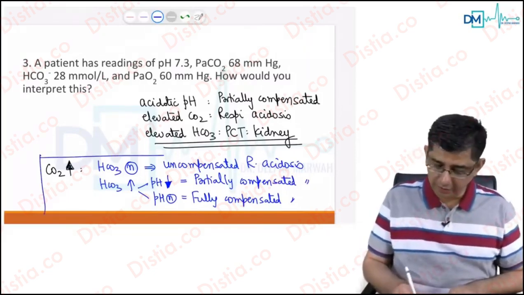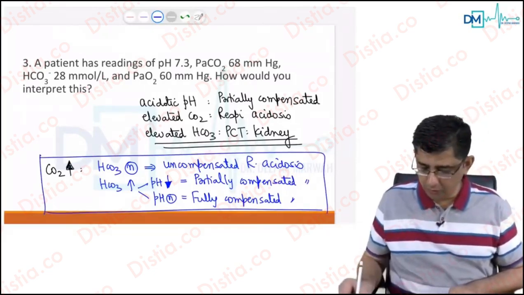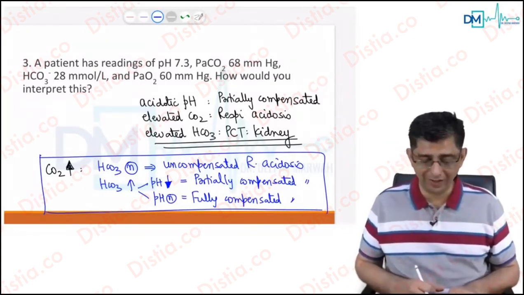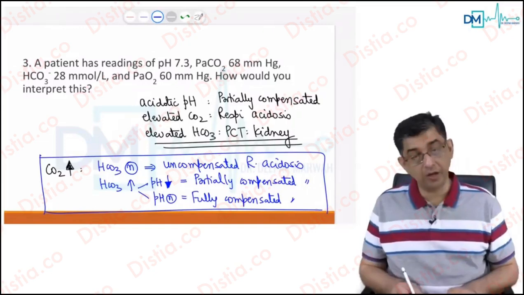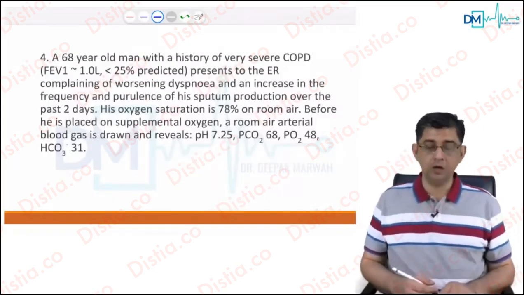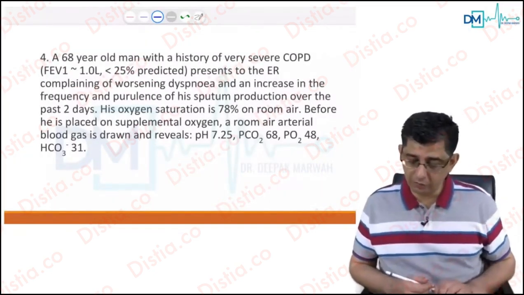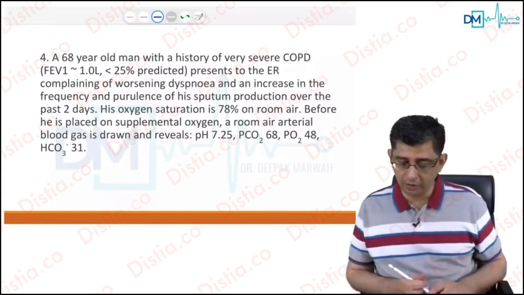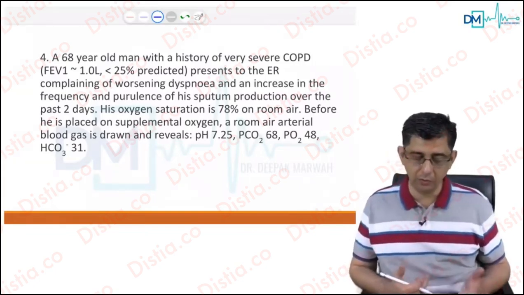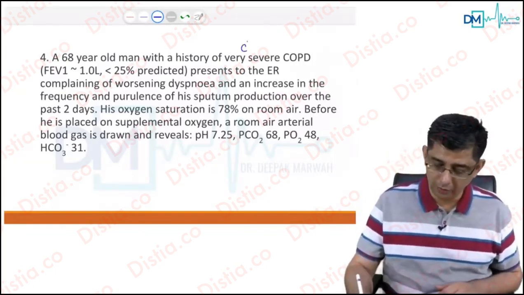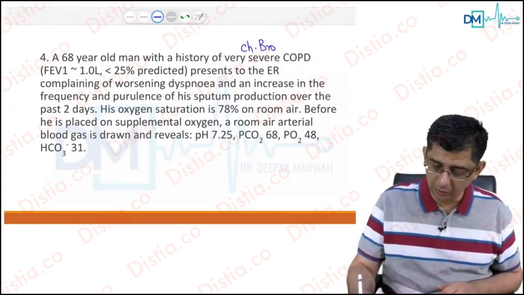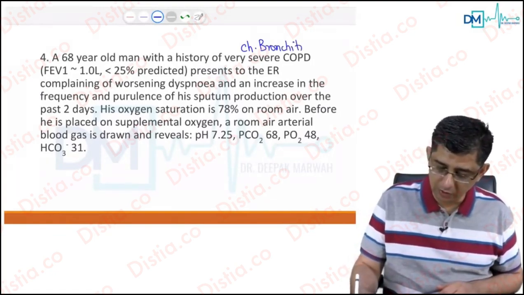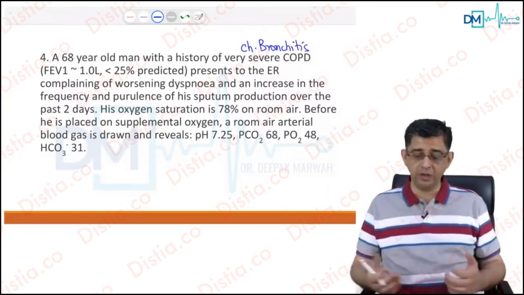If you get this data right, you would be able to do any question based on the topic of respiratory acidosis. Let's try one more. A 65-year-old chap with a history of very severe COPD presents to the ER with worsening dyspnea and increase in the frequency and purulence of the sputum. So you are dealing with a chap with chronic bronchitis and the purulent sputum is obviously causing plugging of the airways, so he is deteriorated.